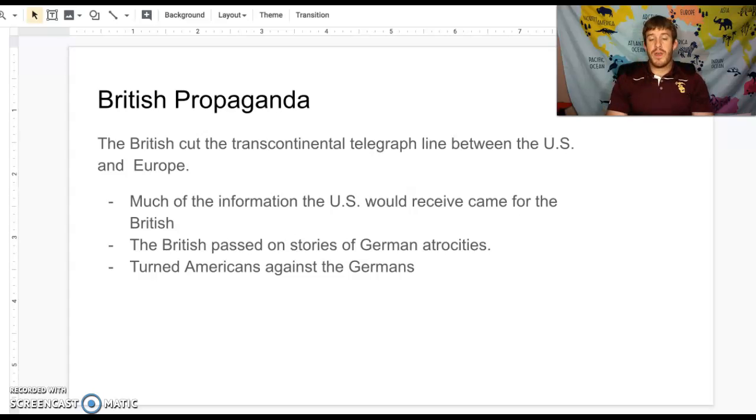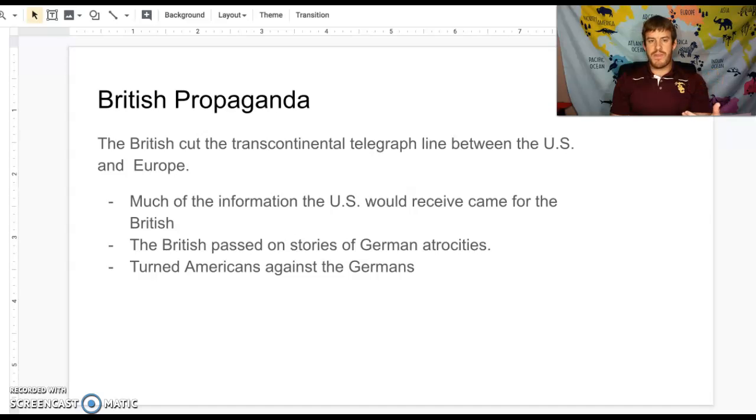So first off, you have British propaganda. So the British cut the transcontinental telegraph line between the United States and Europe. And so we're not really getting any information besides information that the British are feeding us through their diplomats with the United States, many of which are pro-Britain, pro-ally, anti-Germany, anti-neutrality. And so they're pretty happy to pass on a lot of British propaganda. So remember, guys, propaganda is information that tries to sway someone one way or another.